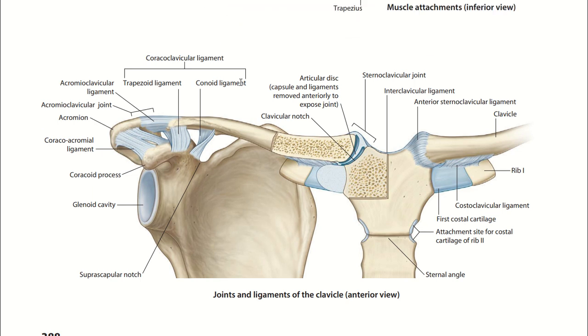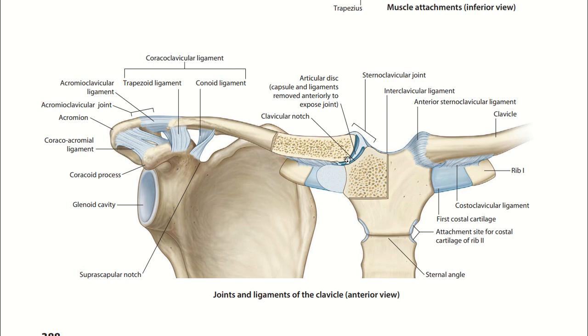Right, so the clavicle is a long bone, the only long bone in the body that is horizontal. It is the first bone to ossify, and it ossifies by membranous ossification, right? And the clavicle has no medullary cavity.